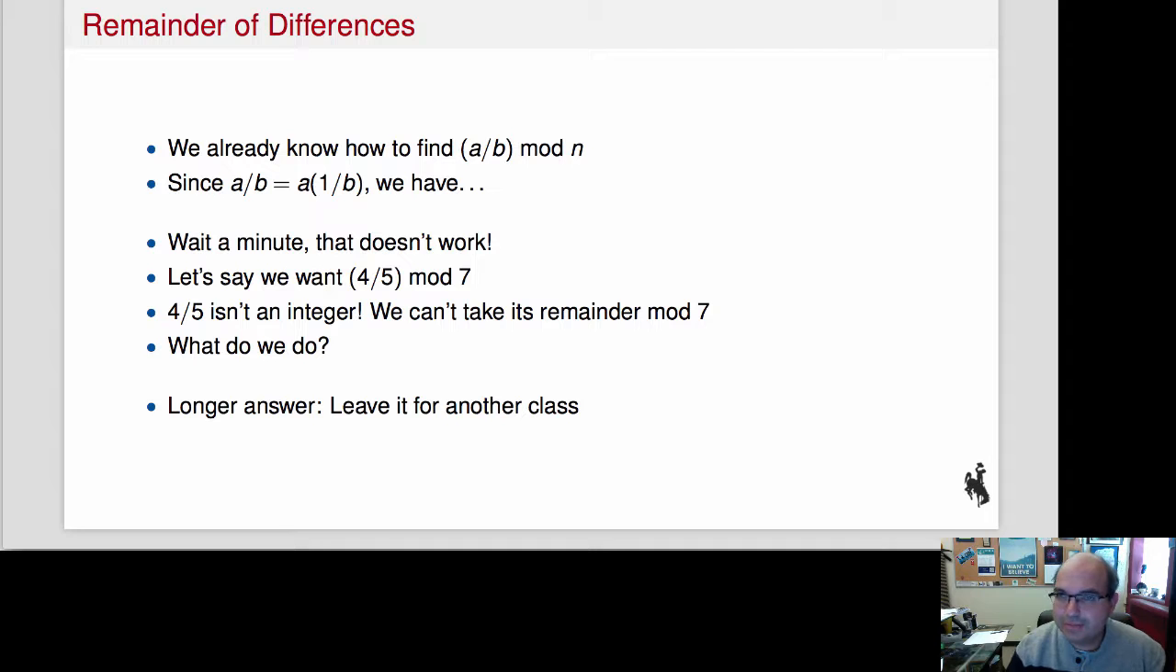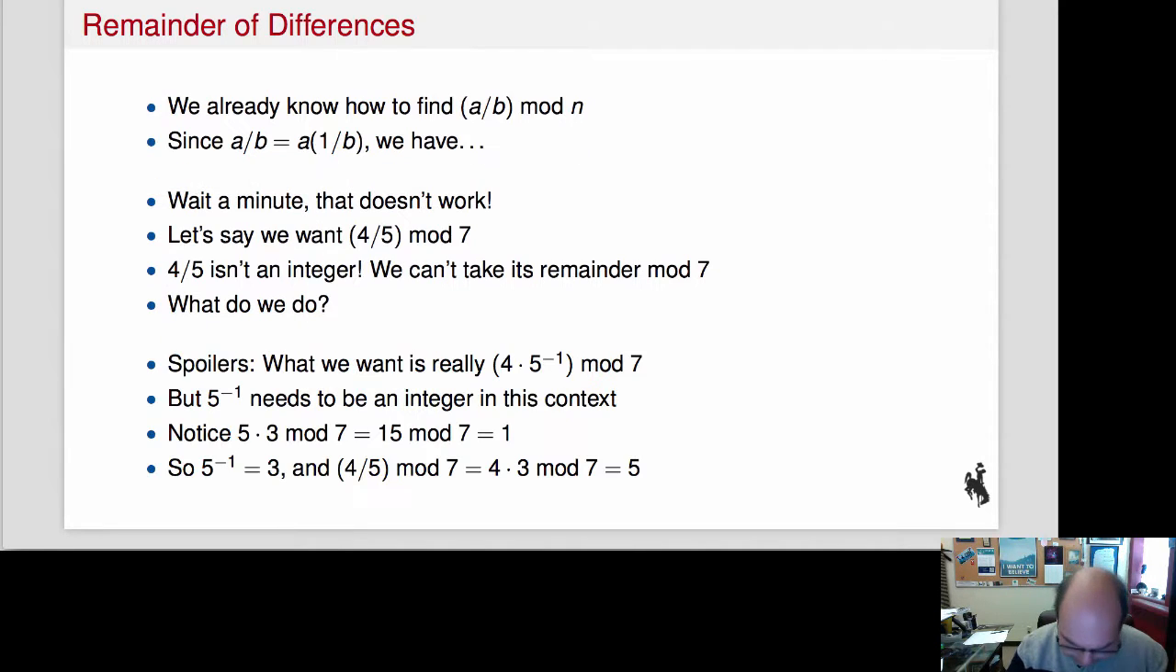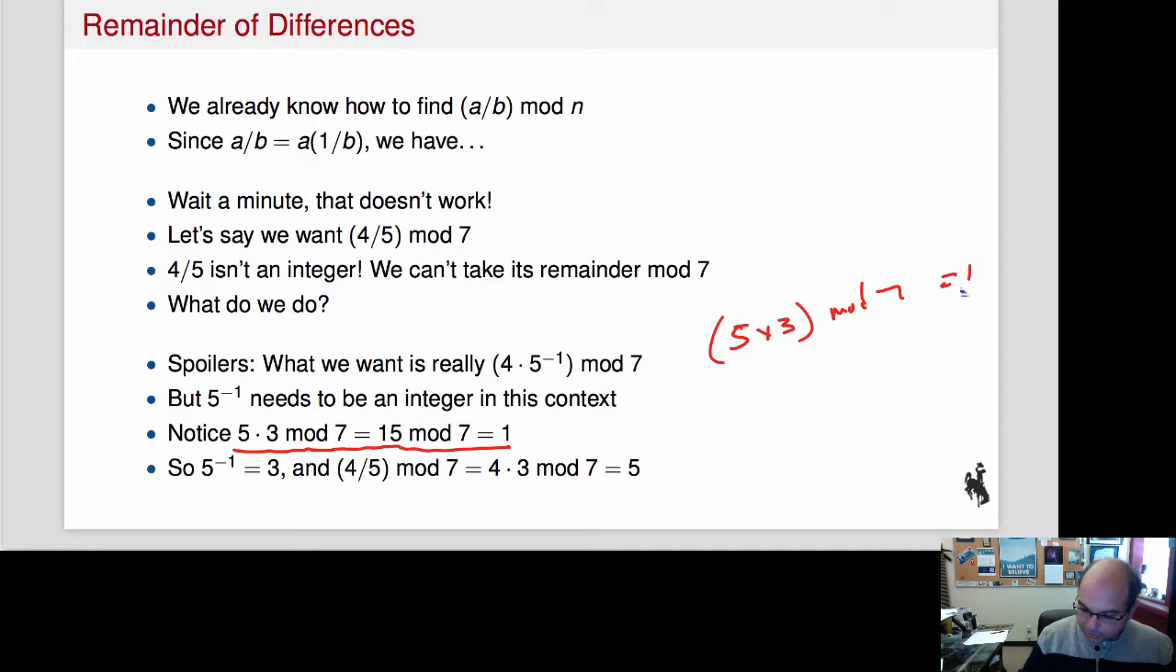I can also tell you, you know what? You're going to see this in another class. Worry about it then. And that's good enough. But I just want to give you a hint. And the hint is this: 5 times 3 mod 7 is equal to 1. So all this is saying is that 5 times 3, treating that as mod 7, equals 1. So interesting, right? Basically, I can say that 5 inverse is equal to 3, and I need to say mod 7.